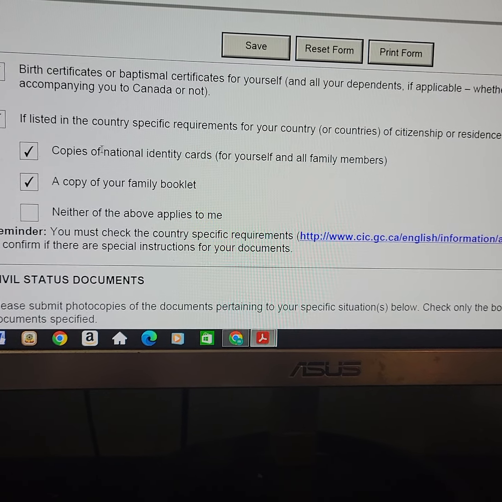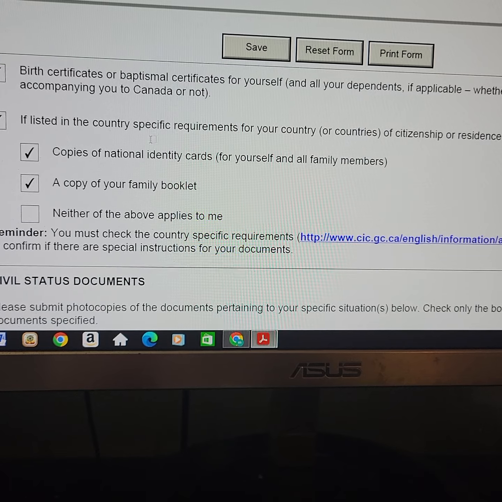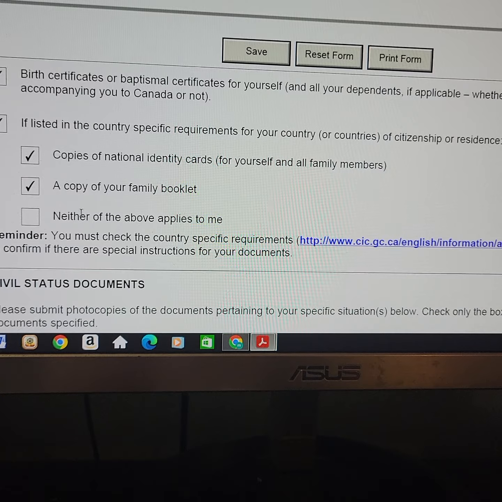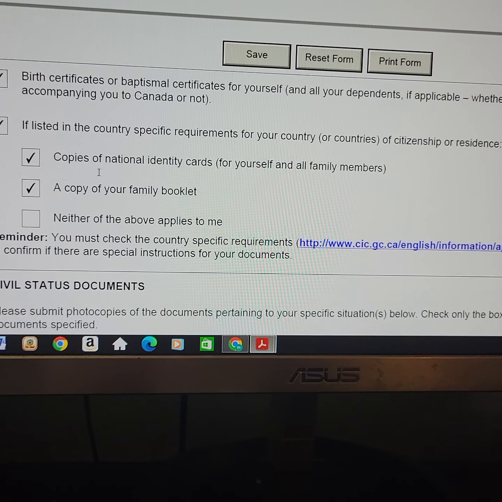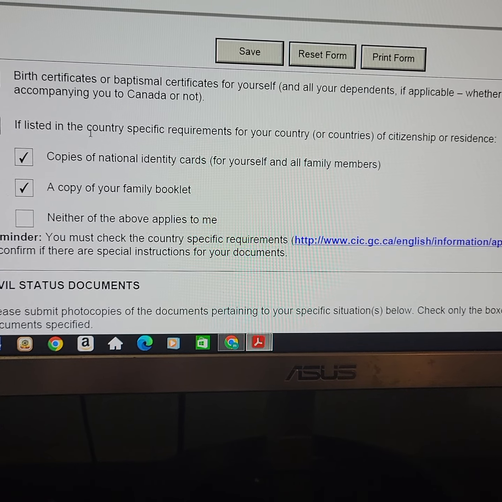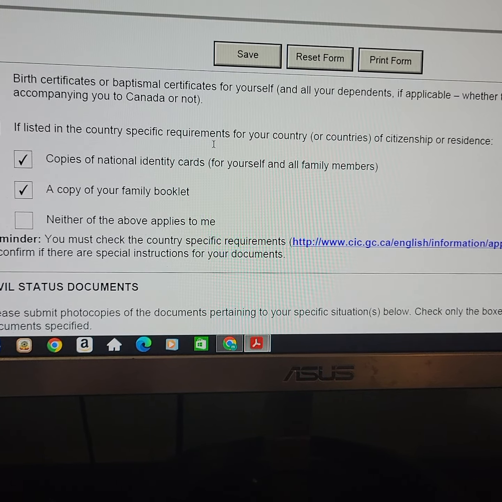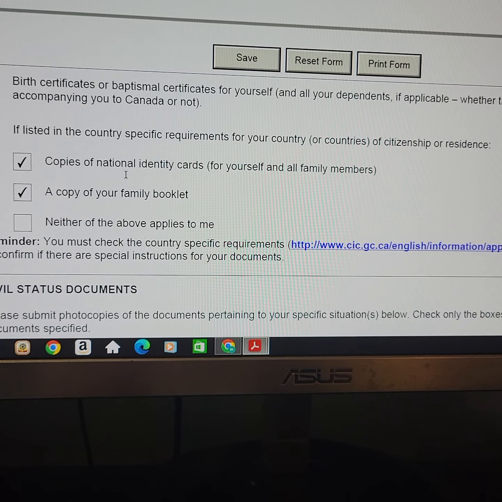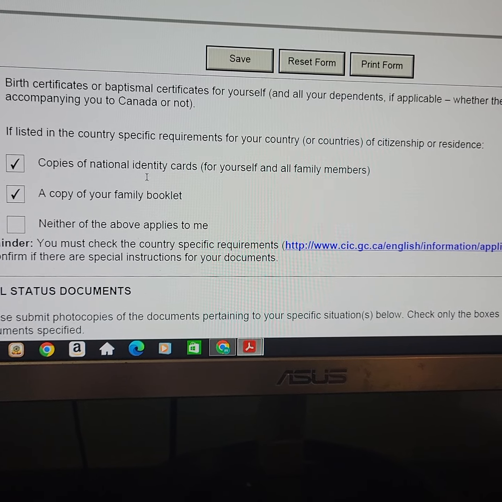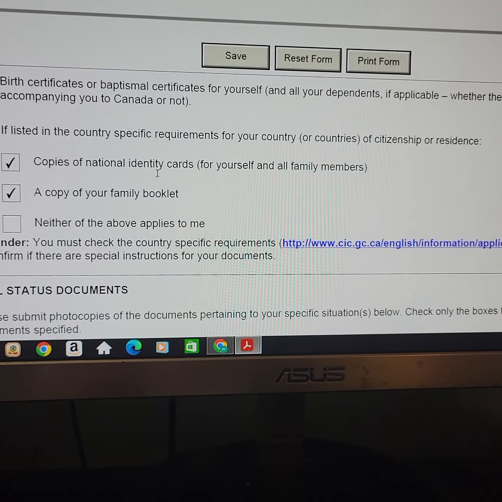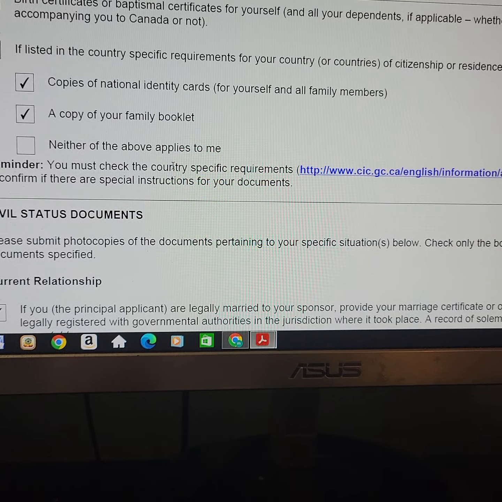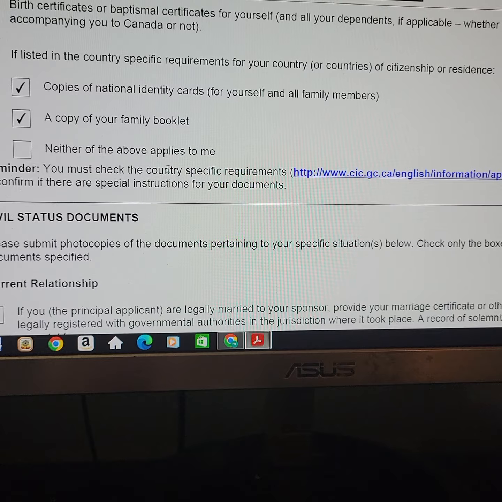If listed in the country-specific requirements for your country of citizenship or residence, copies of national ID, a copy of your family booklet, very important. So all these, if listed in the country-specific requirements, meaning the birth certificate, copies of ID, family booklet, all the other documents, they need to be stamped before being used for the application. They have to be stamped in family court, in high court, in all the other places, so make sure you search about that.